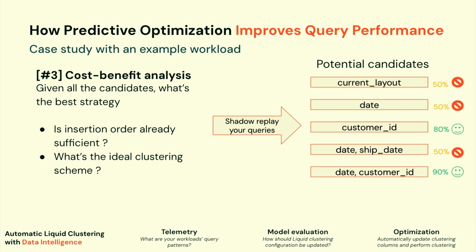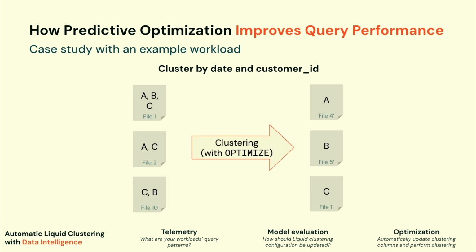Across these choices, say we pick date and customer ID as a clustering scheme, and what predictive optimization does next is it applies this clustering scheme and leverages the OPTIMIZE SQL command to actually go cluster your data. Clustering reorganizes your data per the chosen clustering scheme. It is incremental. It will not touch data that's already well clustered. And if you have some small files in there, as part of the optimize command, they all get compacted and clustered into good-size files that are determined automatically based on your table size, without needing any tuning whatsoever.